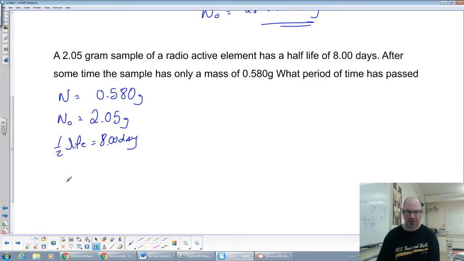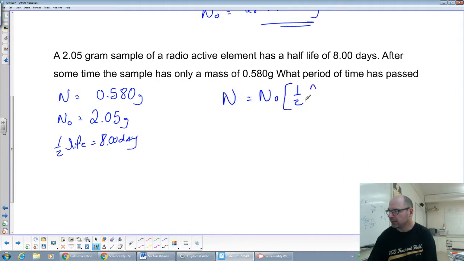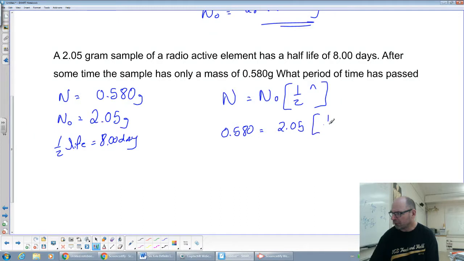But we can't find the little n, so we have to solve for little n. We use the equation n equals n0 times 1/2 to the power of n, and we solve for this one because we know what N and N0 are. 0.580 equals 2.05 times 1/2 to the power of n. So we divide out the 2.05 on both sides, and we get 0.2829 equals 1/2 to the power of n.